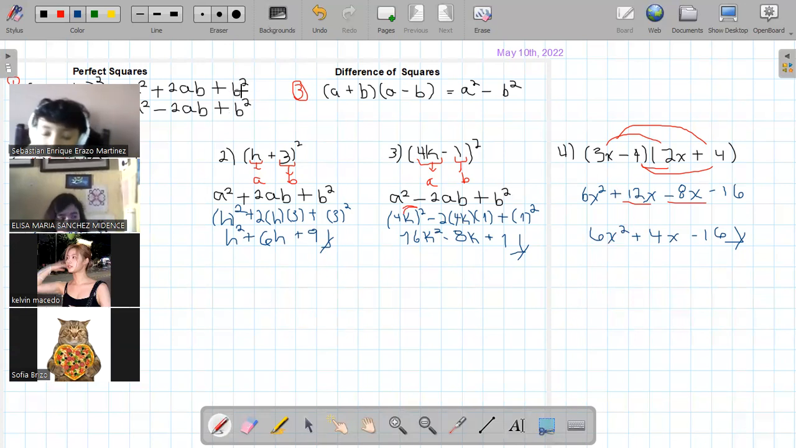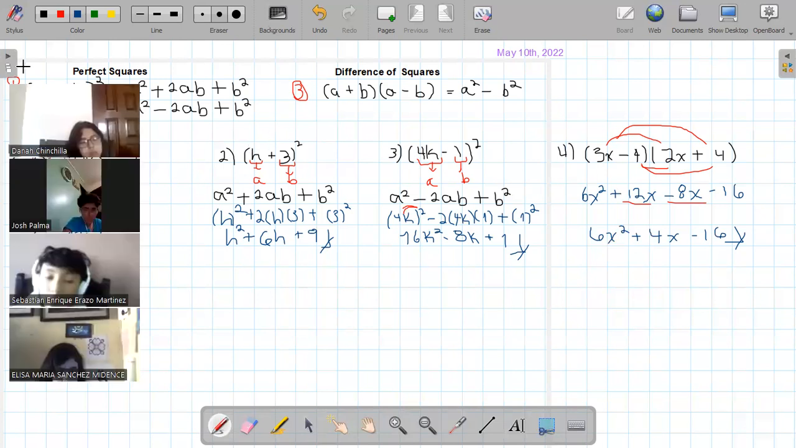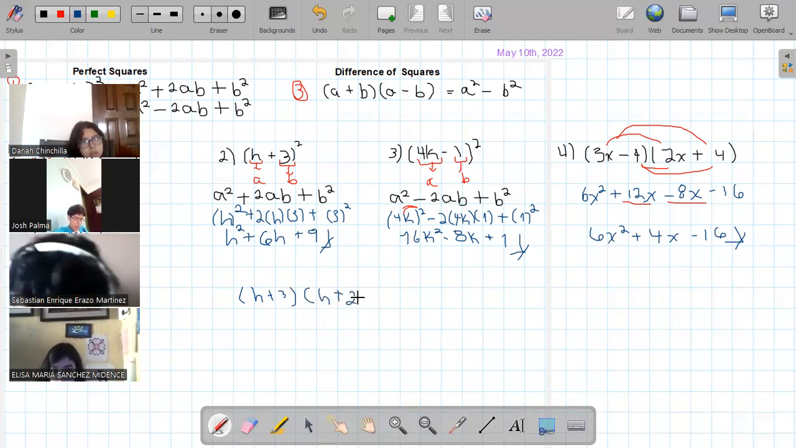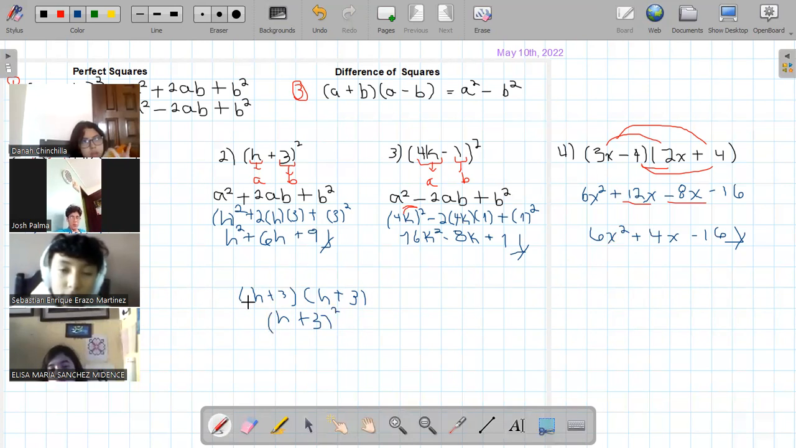We are using formulas when we have one single parenthesis to the square or the same binomial is repeated. Like for example, it would have been here h plus 3 times h plus 3. They are exactly the same thing. So we know that this means the same thing as saying h plus 3 to the square.